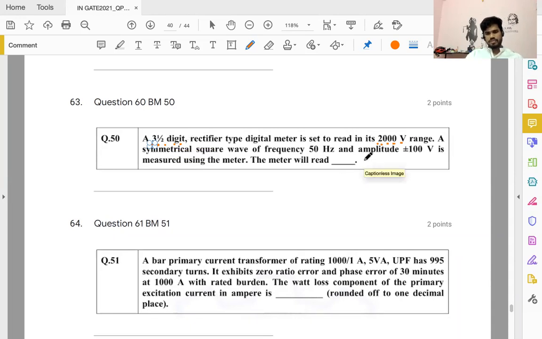What's the answer here? If you feed in a square wave of amplitude 100, and it's also a rectifier type, so the square wave is rectified and sent here. Anyone? Sir, would it be 100 volts only? No, it won't be 100 volts.